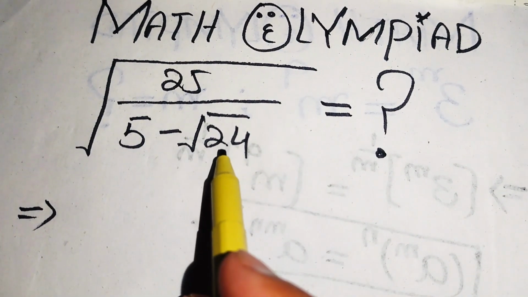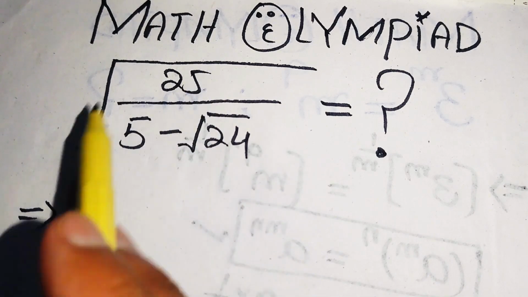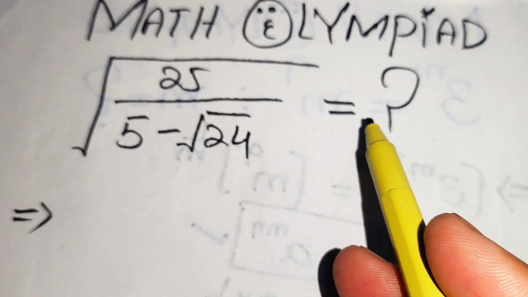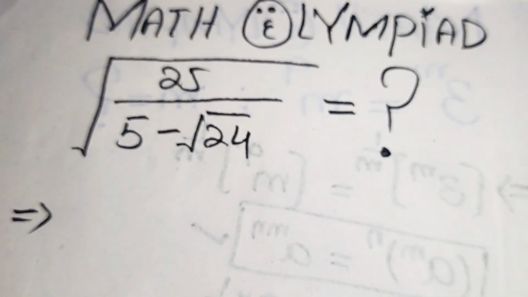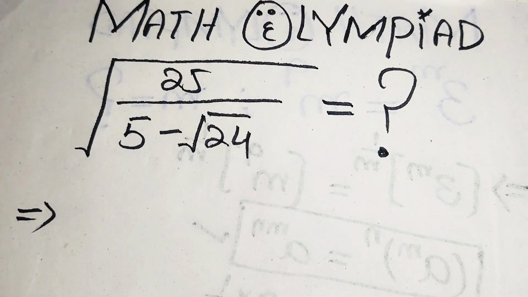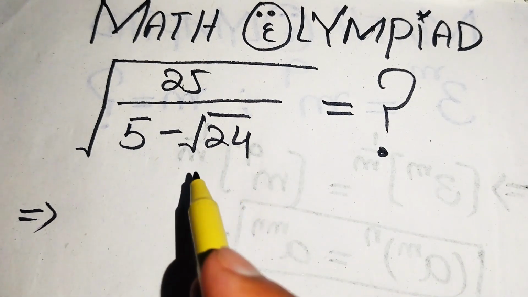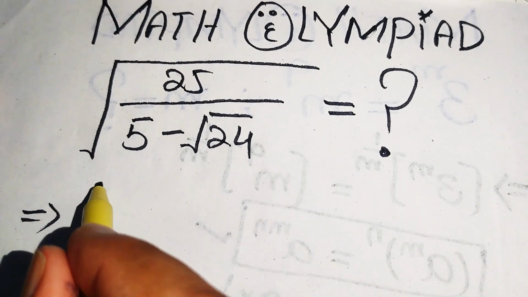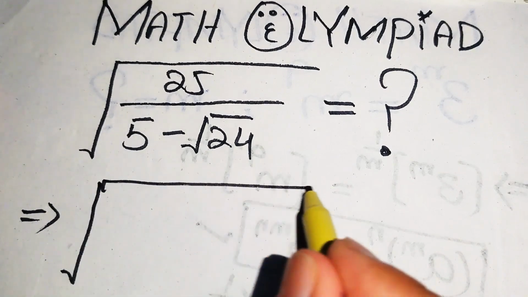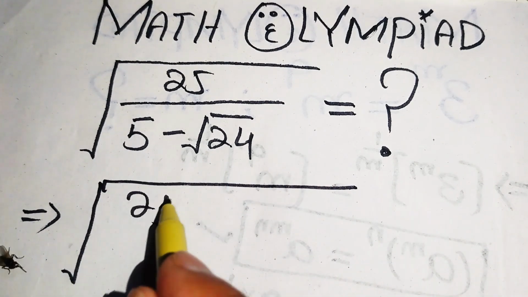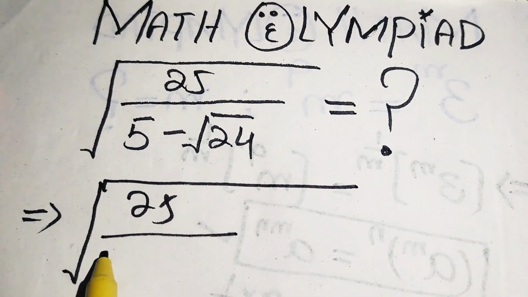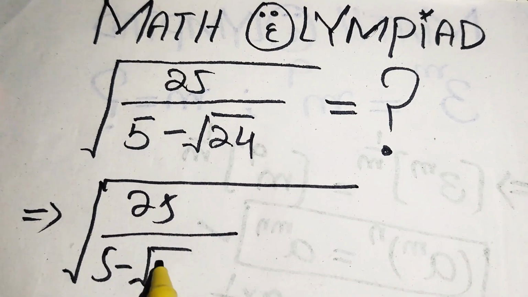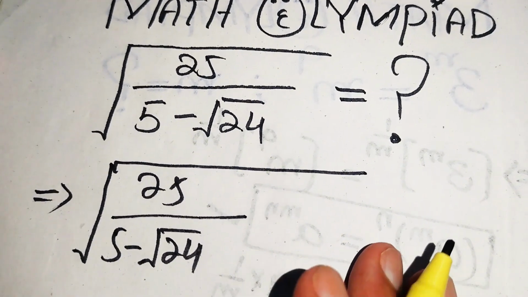Welcome to solve this math Olympiad algebra problem, and here we have the square root of 25 over 5 minus the square root of 24. Here we write this algebraic expression into the simplified form. The very first thing we are going to do is rationalize the denominator term, and we write it as the square root of 25 divided by 5 minus the square root of 24.